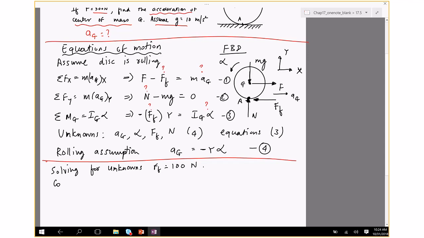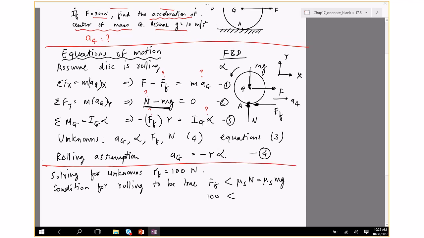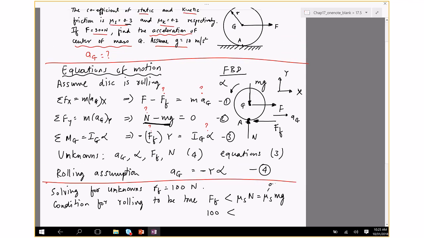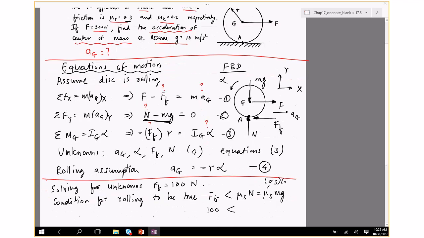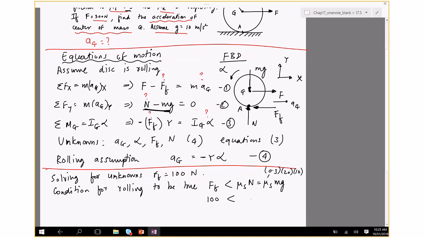So the condition for rolling to be true is that the friction force is less than mu S times the normal force. In this case, normal force is mg, right? Mg is the normal force from equation number 2. So the friction force is 100, and mu s, you're given it is 0.3. So 0.3, mass is 20, and gravity is 10. So if you put that in, we get 100 less than 60. Okay, that's not true.